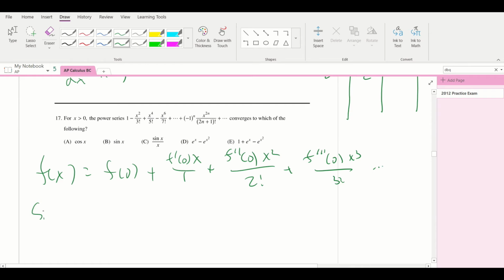Right, so sine of x, well, sine of 0 is just 0. The derivative of sine of x is cosine x, and cosine 0 is 1, so it's plus 1. And this is 0 because it becomes negative sine x. And then it becomes negative cosine x, so it's negative 1, so it's negative x cubed over 3 factorial. And this just goes on, so it becomes plus x to the power 5 over 5 factorial, dot dot dot, right?